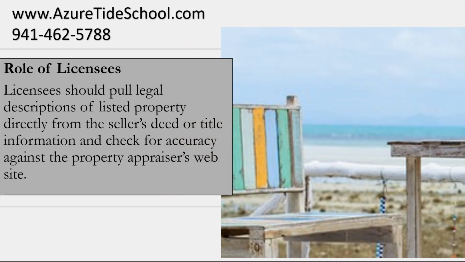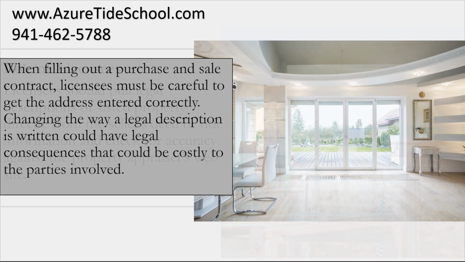Role of licensees. Licensees should pull legal descriptions of listed property directly from the seller's deed or title information and check for accuracy against the property appraiser's website. When filling out a purchase and sale contract, licensees must be careful to get the address entered correctly. Changing the way a legal description is written could have legal consequences that could be costly to the parties involved.